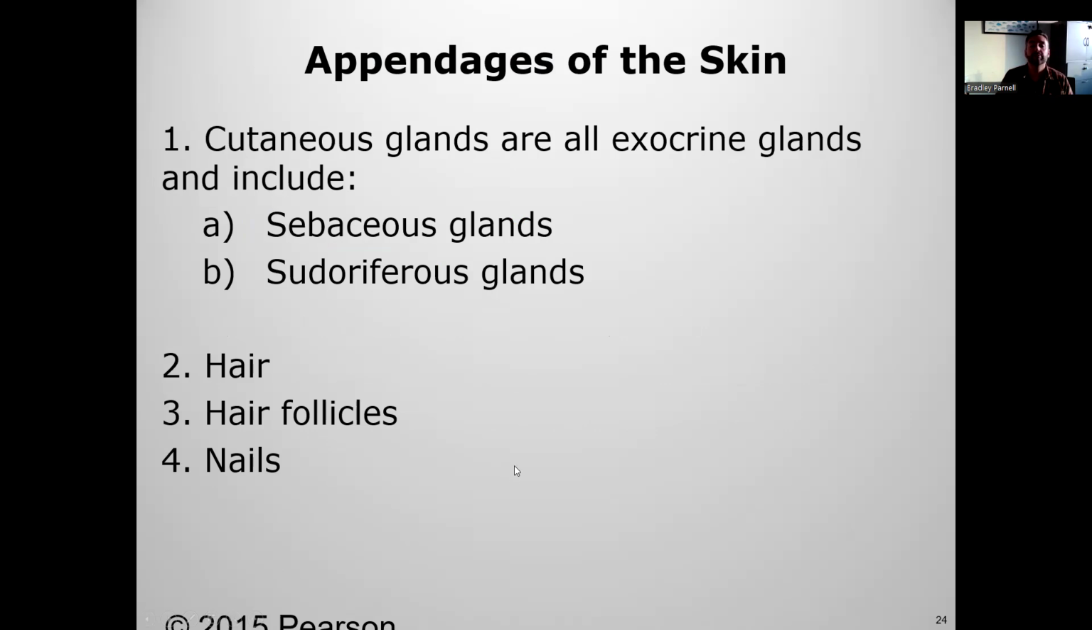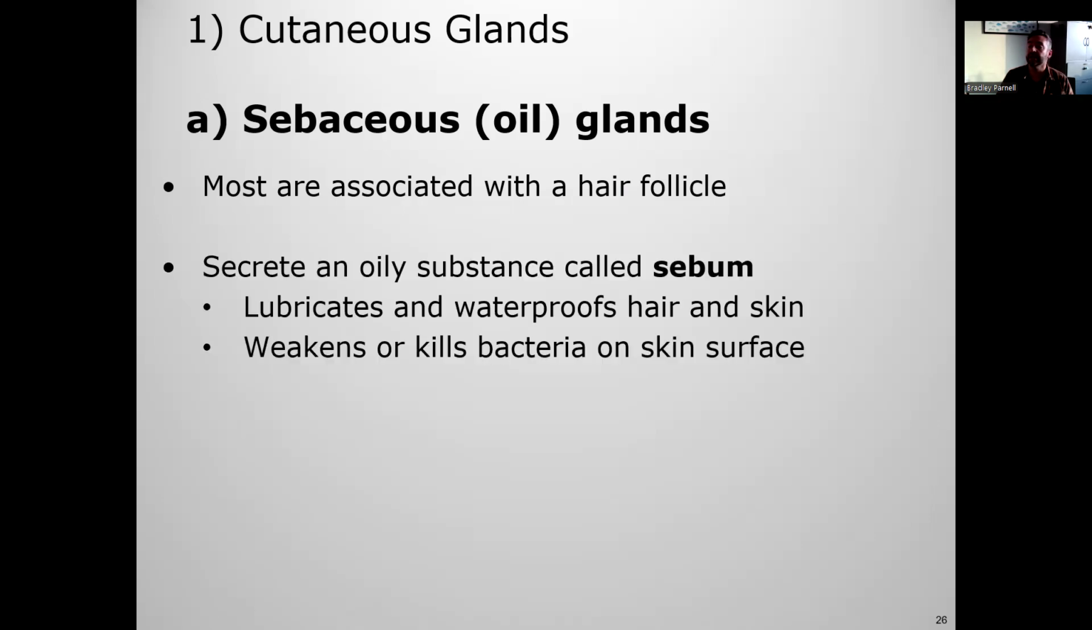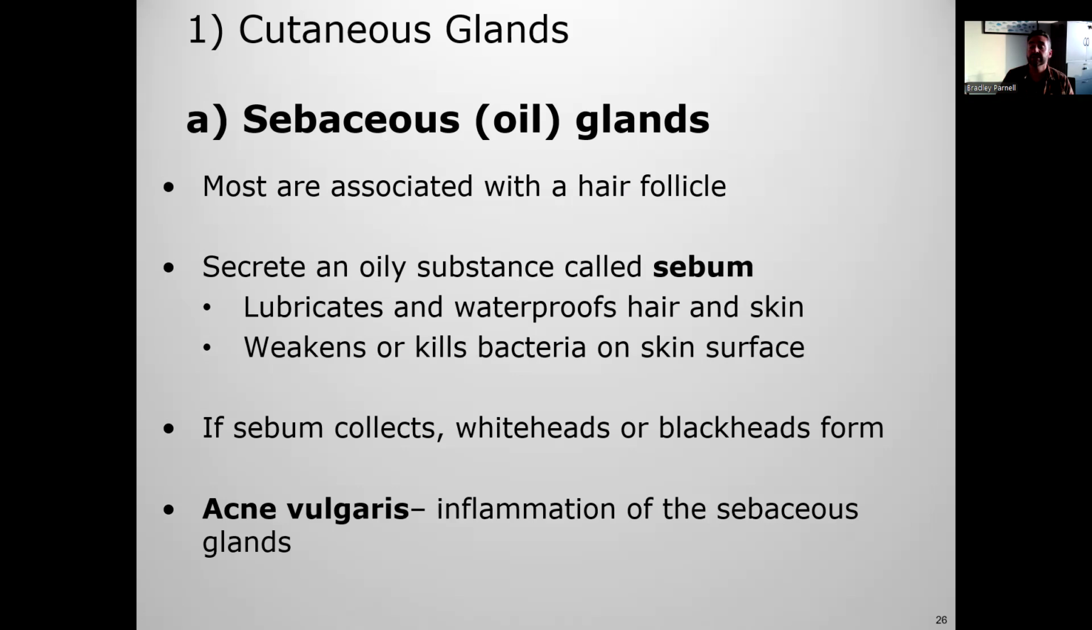So moving on to the appendages of the skin, we'll start with our glands, we'll go into hair and hair follicles, and then we'll end on nails. So with glands, we've got two different types. The first is a sebaceous gland or oil gland, which you probably heard it called. Sebaceous is our anatomical term for it. It secretes sebum, so that is our technical term for the oil that it secretes.